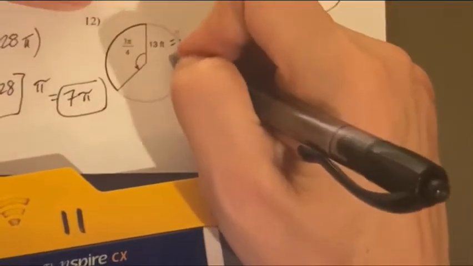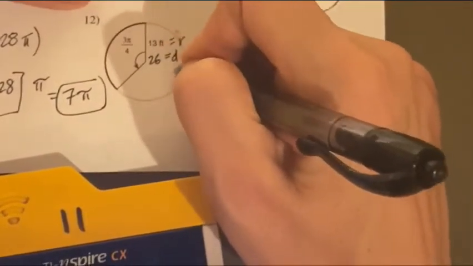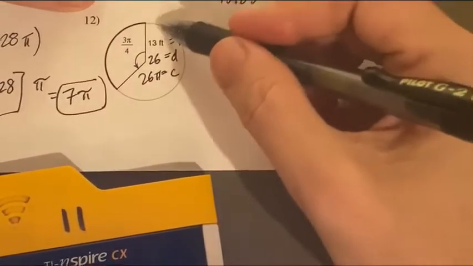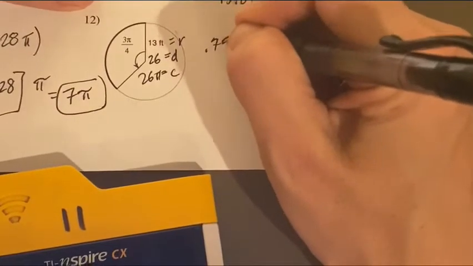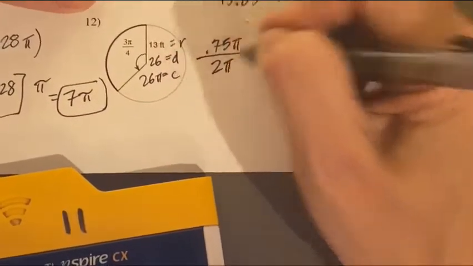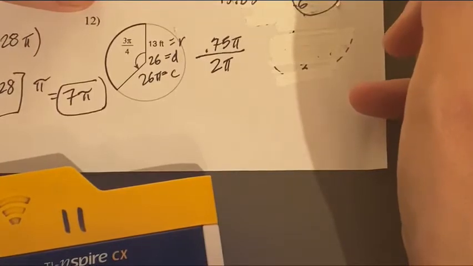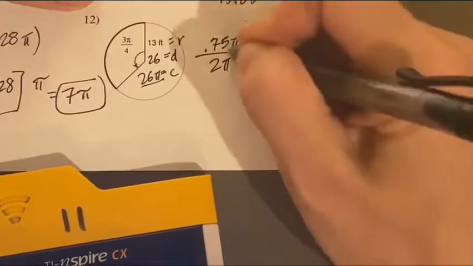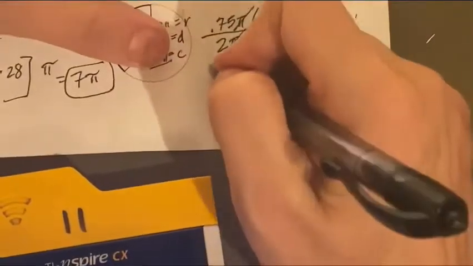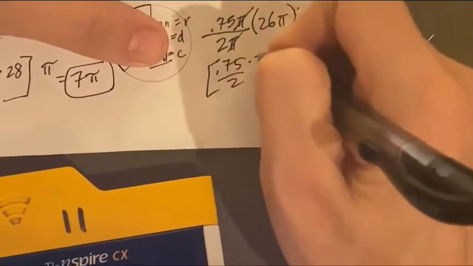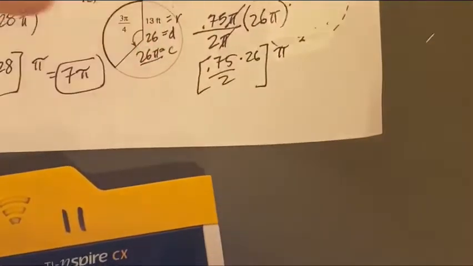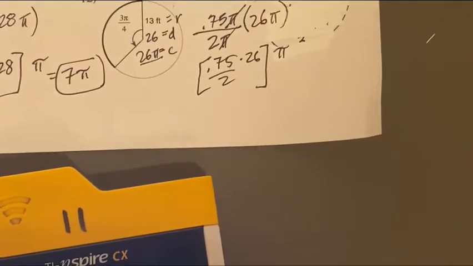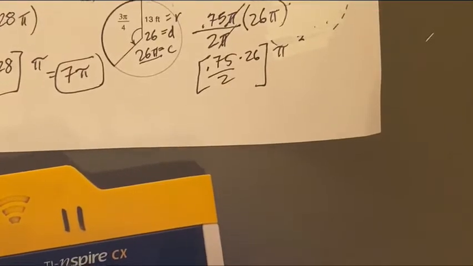So here is the radius, so diameter is 26, circumference 26 pi. Now, it looks like 0.75 pi all over 2 pi, right? And my circumference, 26 pi. So these pi's cancel, and then I'm going to try to type in what's 0.75 divided by 2 times the 26, and I'm going to leave it in terms of pi, meaning I'm going to group that outside. So 0.75 divide by 2, enter, times 26, enter.